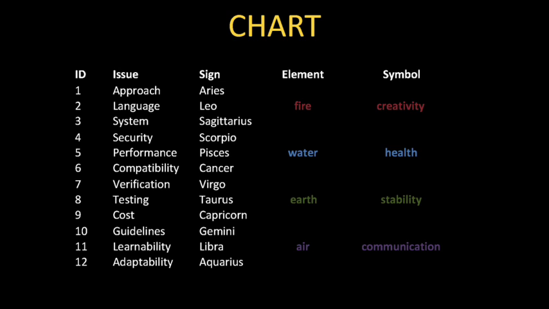So basically, there are 4 attributes. There's the issue, there's the sign, the element, and the symbol. So each of the avatars has 4 attributes.